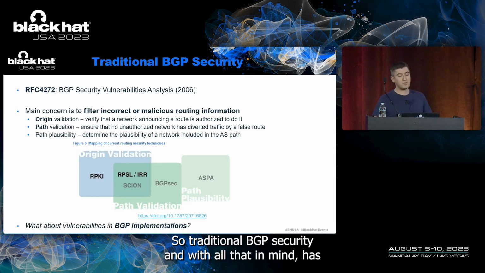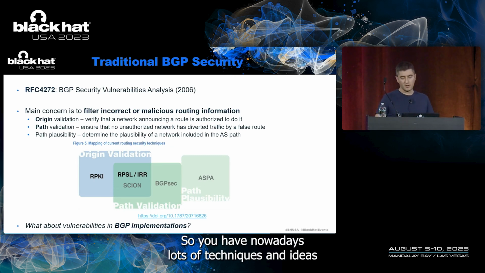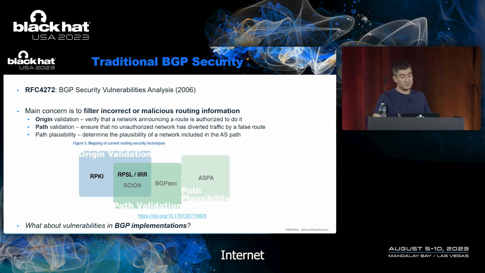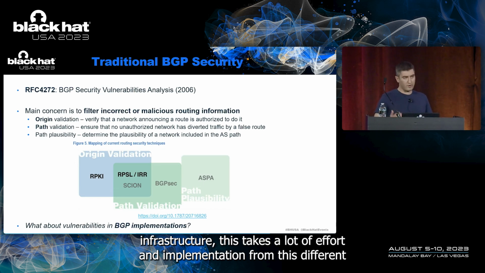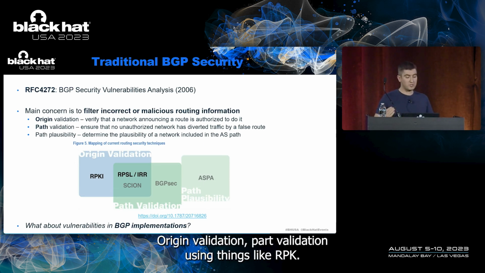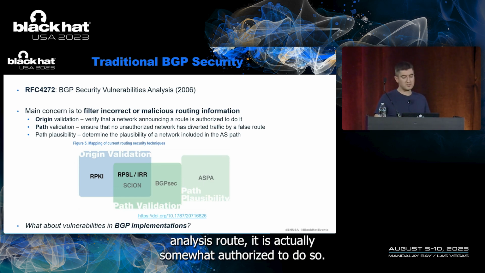So traditional BGP security, with all that in mind, has typically dealt with filtering incorrect or malicious routing information, right? So you have nowadays lots of techniques and ideas that are being implemented slowly, because as with everything in the internet infrastructure, this takes a lot of effort from different ISPs to agree and coordinate on implementations and so on. But these things are being implemented, right? Origin validation, path validation, using things like RPKI. So basically verifying that whenever a network announces a route, it is actually authorized to do so.